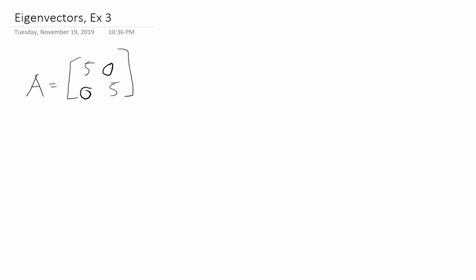Okay, and welcome to the third example. This time we're going to put a 0 in both of these two spots, so it's going to be slightly different from the previous two, not much. What we're going to find is it doesn't change the eigenvalues much, but it does change how the eigenvectors work.